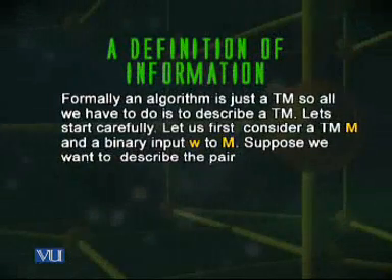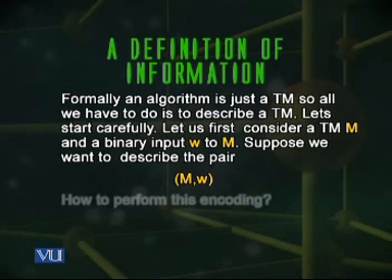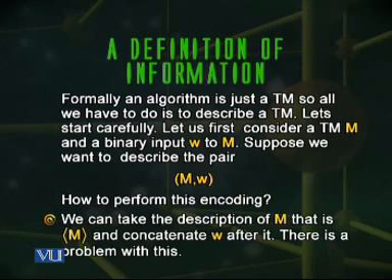Formally, what we will do is we will consider a Turing machine M and a binary input W to M. Suppose we want to describe the pair M, W. How can we perform this encoding? Well, what we can do is we can take the description of the Turing machine M and follow it by W. And we can say that this way we have encoded the pair M, W.